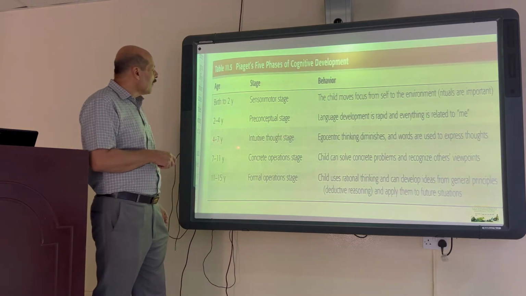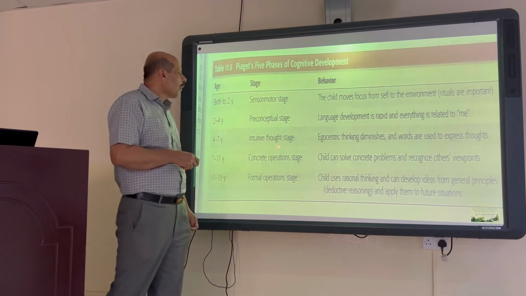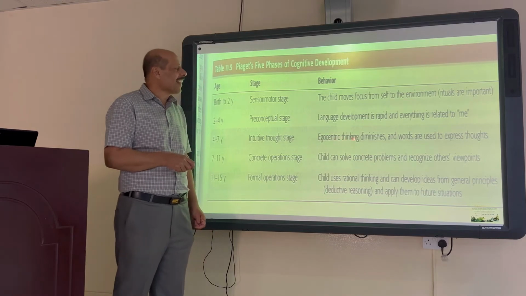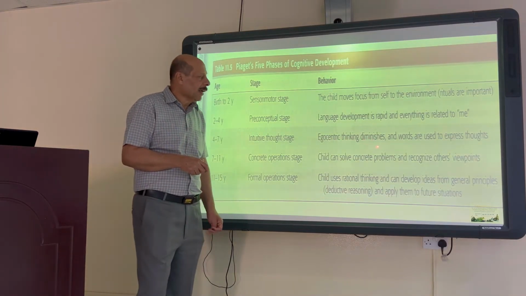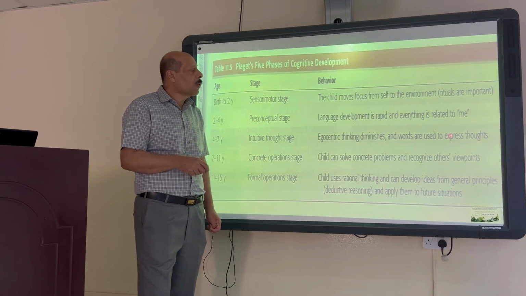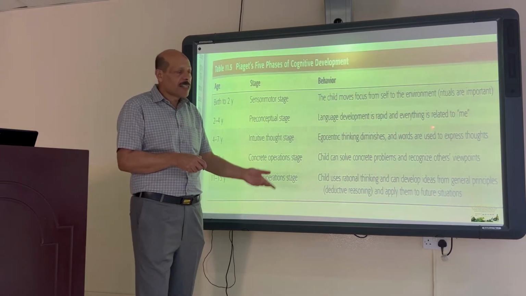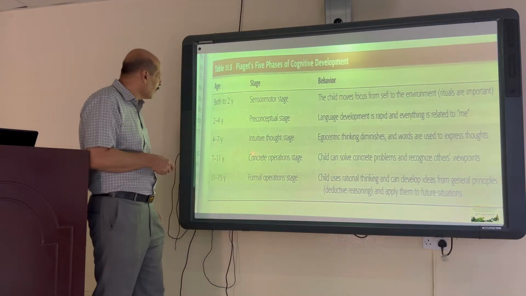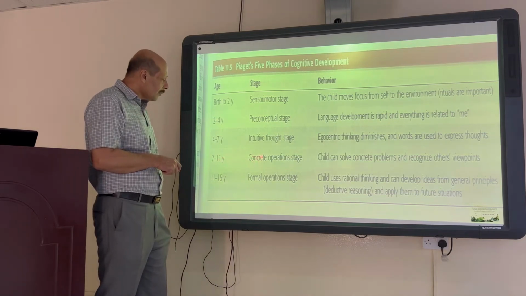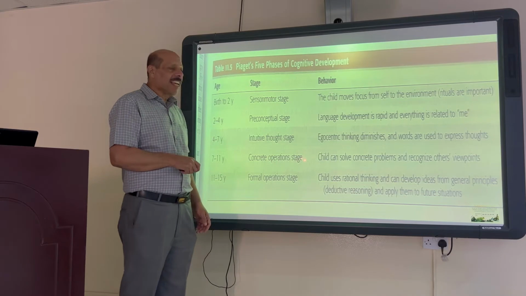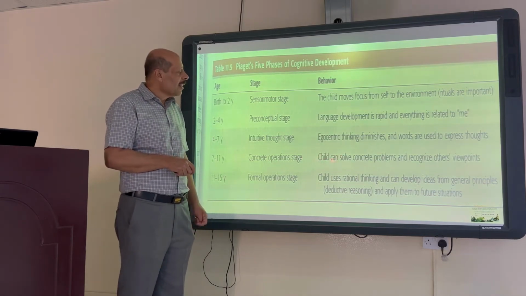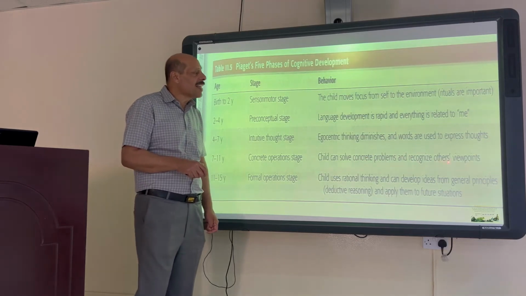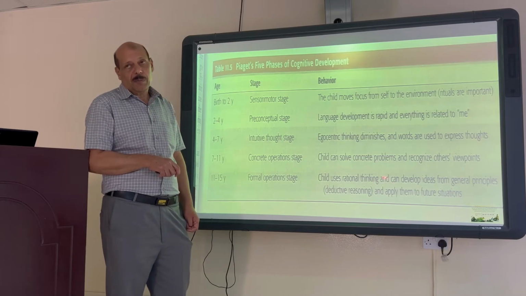From 4 to 7 years, which is the intuitive thought stage, egocentric thinking will be diminished, and words are used to express thought. Here they will start to express how he is thinking and what he is thinking about. From 7 to 11, concrete operation stage. It is called concrete operation stage. The child can solve concrete problems and recognize other viewpoints.